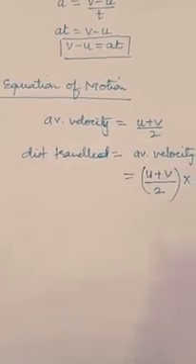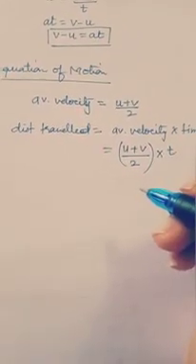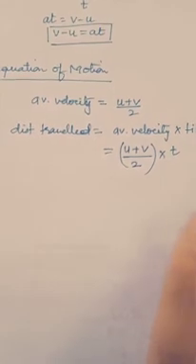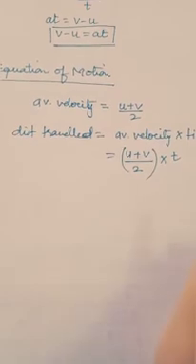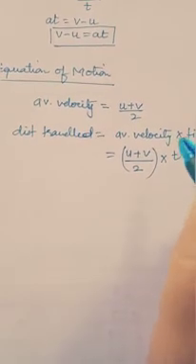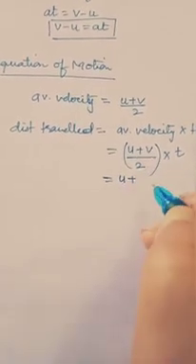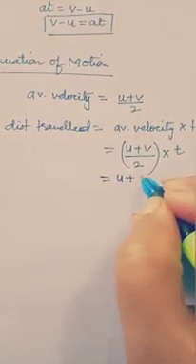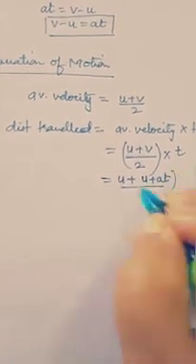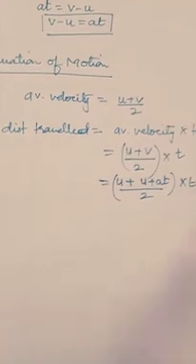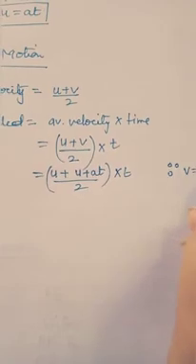Now let us again see the second equation of motion. We have s equals ut plus half at square. We do not have v in the formula, so we will be removing v from here. Then from the first equation of motion, we can substitute the value of v over here. That is, u plus v equals u plus at. So in place of v, we will be writing u plus at, divided by 2, into t.